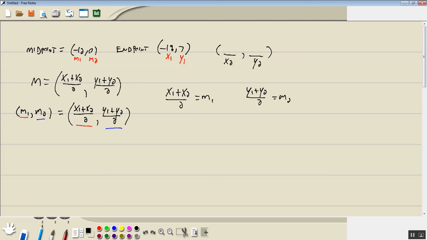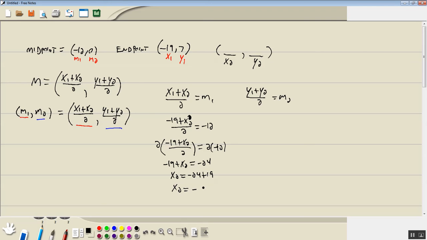Well, if we plug in what we've identified, x1 we said is negative 19, x2 is what we're trying to find, over 2 is equal to m1, which is negative 12. We'll multiply both sides by 2. That's not x squared, that should be x2. So we've got negative 19 plus x2 divided by 2 is equal to 2 times negative 12. Those 2's cancel. I've got negative 19 plus x2 is equal to negative 24. If I take the negative 19 over, it becomes a positive 19. So x2 is going to equal negative 5.